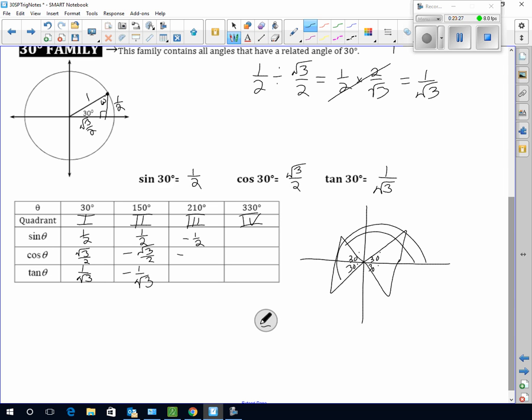Fourth quadrant, we're going all the way to 330. So sine of 330, same ratio, different sign, negative 1/2. Cos of 330, cos is the only one positive this time, so it's going to be positive root 3 over 2. And tan of 330 is negative 1 over root 3. Okay, how are we doing?